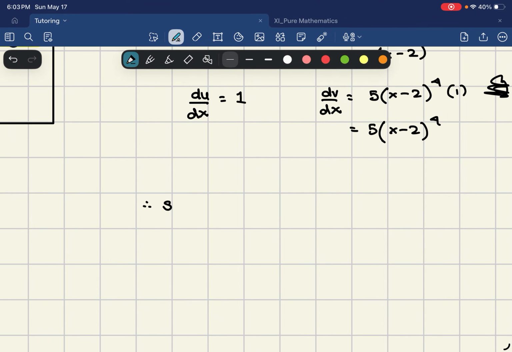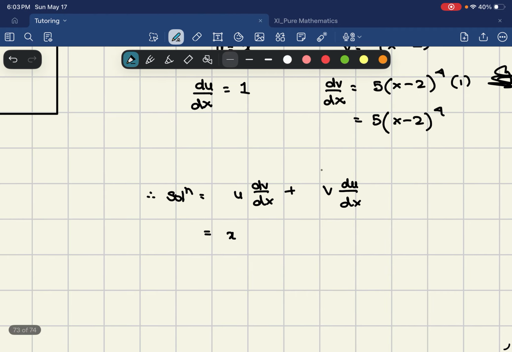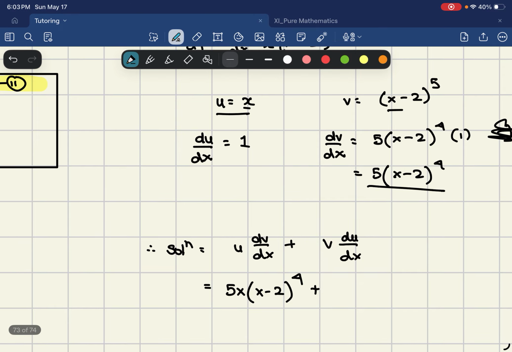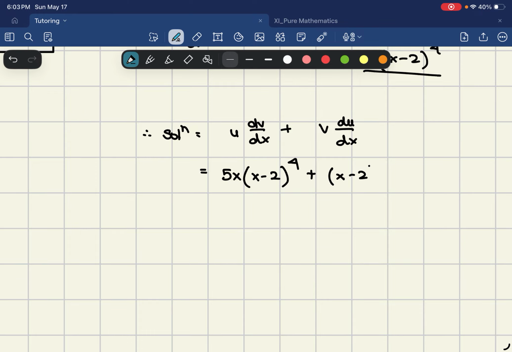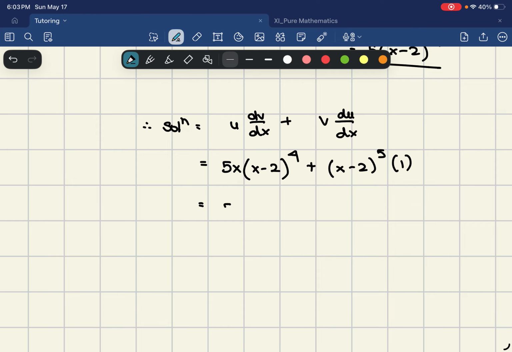And finally, your solution is u dv by dx plus v du by dx. So u is x, dv by dx is going to be this expression. So when you put them together, you're going to get 5x(x minus 2) to the power 4 plus v, which is this expression, times du by dx, which is just 1. So overall, your final solution is this expression. And that is it. That is your final answer.